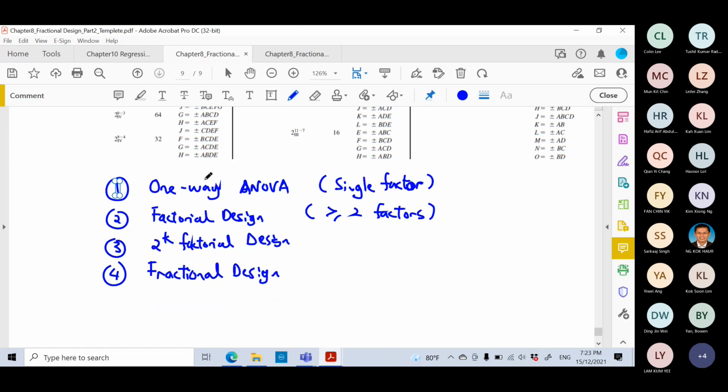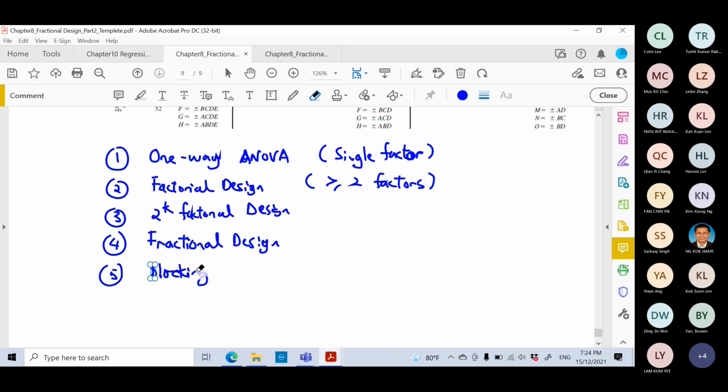Of course, all these only concentrate on the main factors, but you have another one called the nuisance factors. You have nuisance factors, or I just write block design. You have blocking here. So for the one-way ANOVA, the factorial design, the 2 power of k factorial design, and the fractional design, you can in fact also have blocking, or what they call the block design.